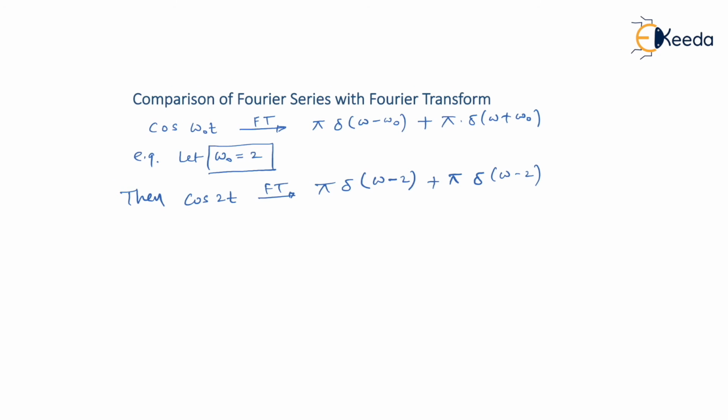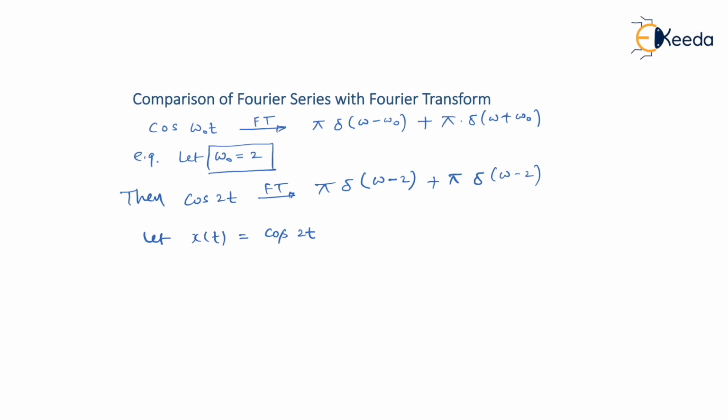Let me remind you what we did in terms of Fourier series. Now, instead of having a Fourier transform for cos of 2t, I want a Fourier series for cos of 2t. So understand the question. We already have a Fourier transform for cos of 2t. Now I want to express my cos of 2t signal in terms of its Fourier series. So let our signal x of t be cos of 2t, and now I want to express it in terms of its Fourier series.